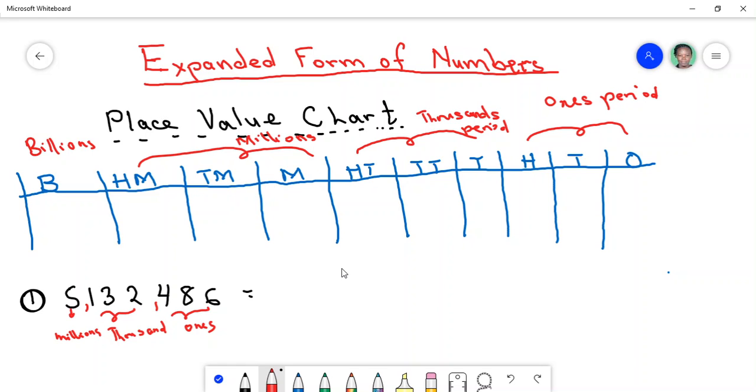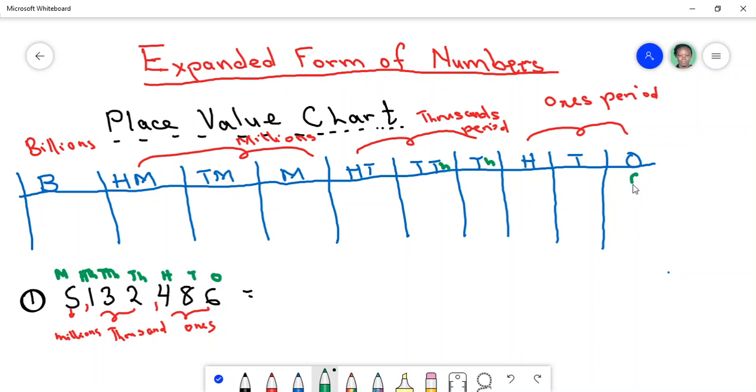So let's try to find the place for each of the numbers. To do that, I have ones, tens, hundreds, thousand, 10,000, 100,000, then million. Knowing this, let's put it in our place value chart. Or even if you don't use the place value chart, you could still go by this.